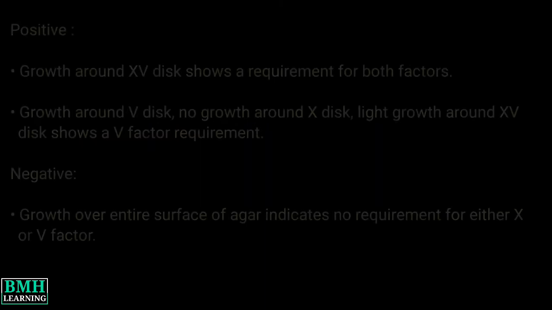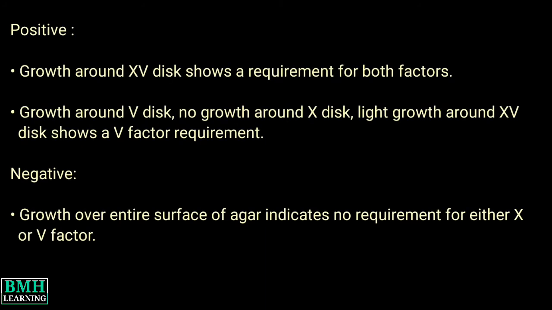Result interpretation: positive. Growth around the XV disc only shows a requirement for both factors. Growth around the V disc, no growth around the X disc, and a light growth around the XV disc shows a V factor requirement. Negative: growth over the entire surface of the agar indicates no requirement for either X or V factor.